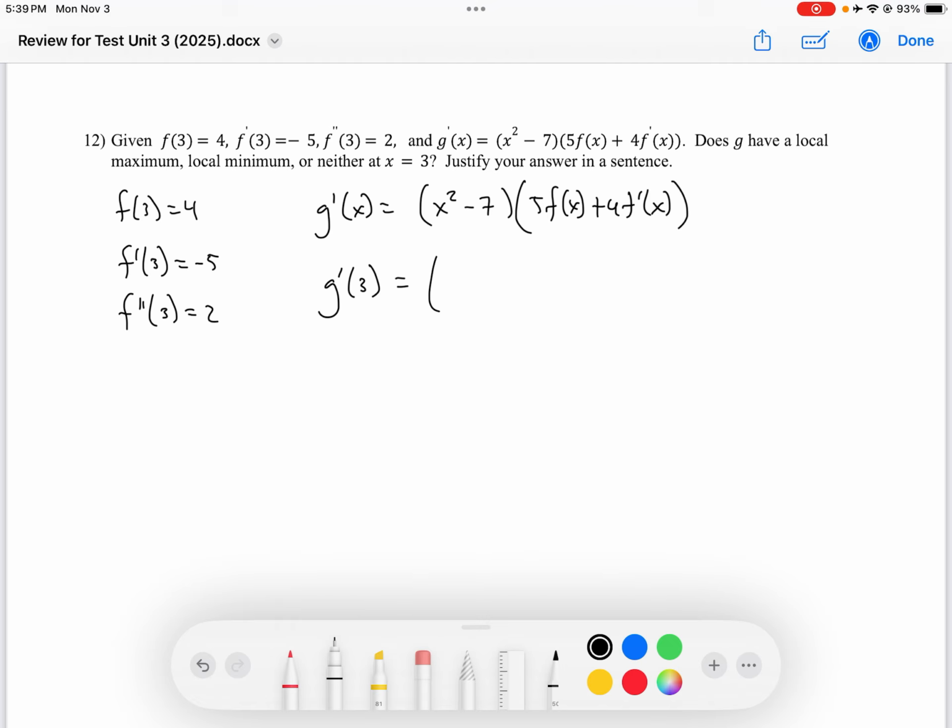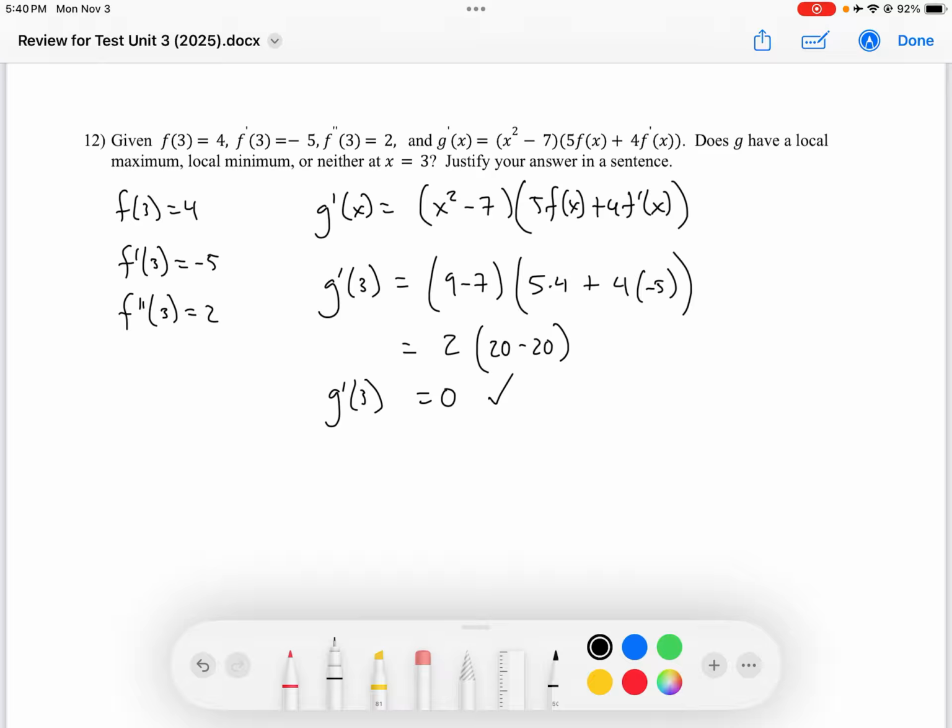Well, G prime of 3 would be (9 minus 7) times (5 times f of 3, which is 4, plus 4 times f prime of 3, which is negative 5). So I'm checking to see if this is 0, because if it's not 0, then it's not going to be a local max or min. That's 2 times 20 minus 20, which is 0. Okay, so this is a critical point for G, because G prime of 3 is 0. So that's our first check.